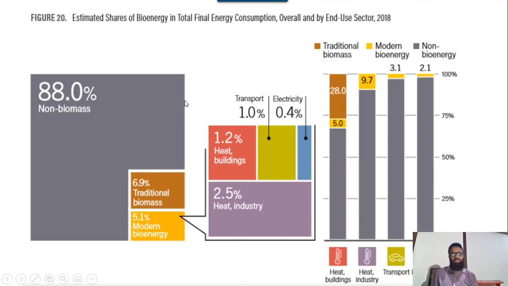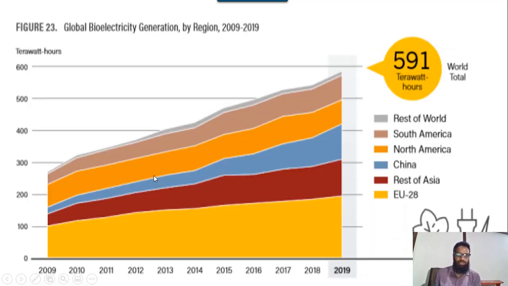If we see the overall status of energy generation from biomass, it produces almost 12% of electricity or energy from biomass and 88% from non-biomass. Of that 12%, 6.9% is from traditional biomass and 5.1% is from modern bioenergy. And it is a huge value compared to other renewable sources.